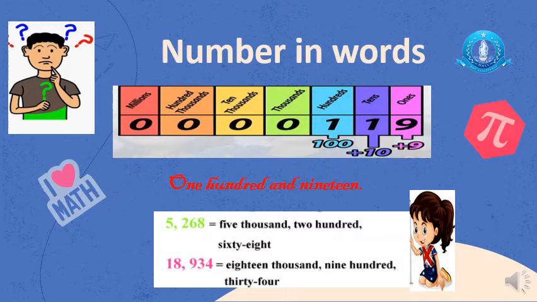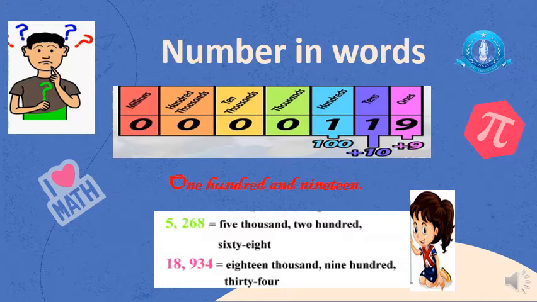Look at the other example. The number is 5268. On the place of 1, 8 is there. On the place of 10, 6 is there. On the place of 100, 2 is there. On the place of 1000, 5 is there. Now number in words starts from 5. 5 is on the place of 1000, so 5000. 2 is on the place of 100, 268. The answer is 5268.